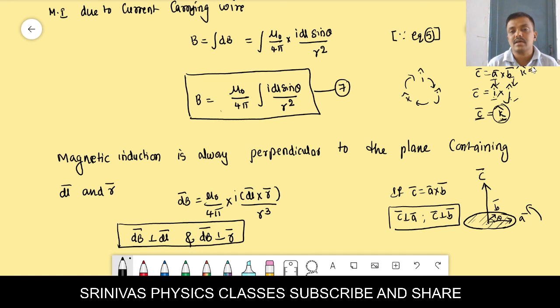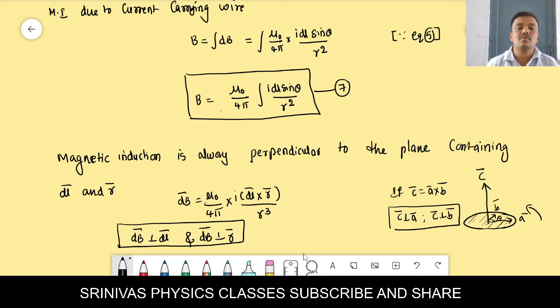Right? A bar is the I cap, B bar is the J cap. If you take I cross J, you will get K. That means K is perpendicular to I, and K is perpendicular to J. K is the Z axis. The Z axis is perpendicular to the X axis, and the Z axis is perpendicular to the Y axis. Like that, if you get some value after a cross product, that result is always perpendicular to the vectors that you are multiplying. Understood?